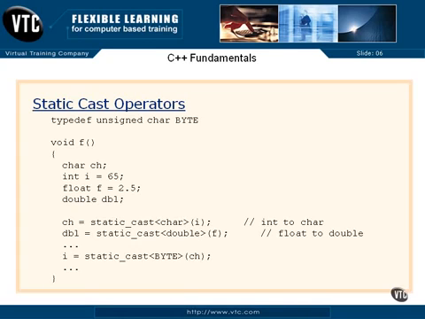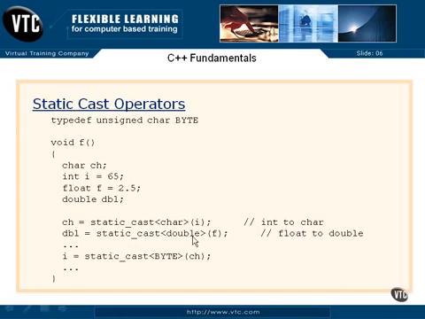But first of all, let's say that we have a little bit of a program here that is going to allow us to show static cast operators. So here we have a character ch, an integer i, a float f, and a double. We can do a static cast to a char of i. We're going to take this integer i and force it to a character and put it into ch. A static cast does not do any kind of runtime checking to make sure that this is sensible or legal or even possible. So you're on your own when you use these.